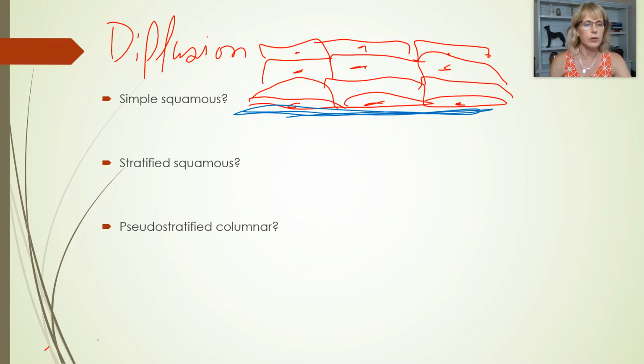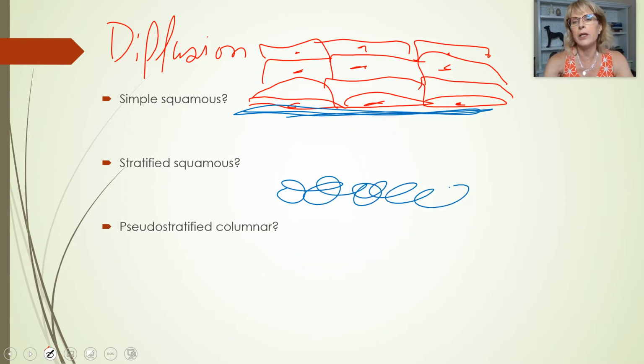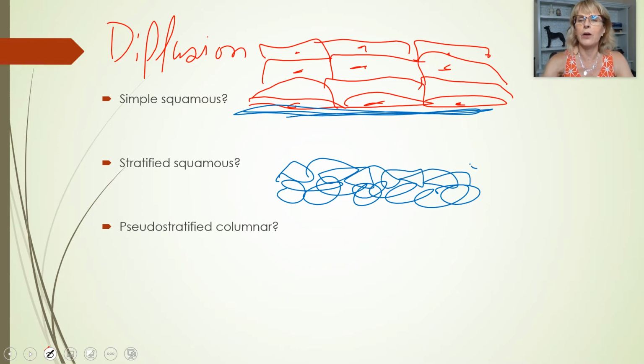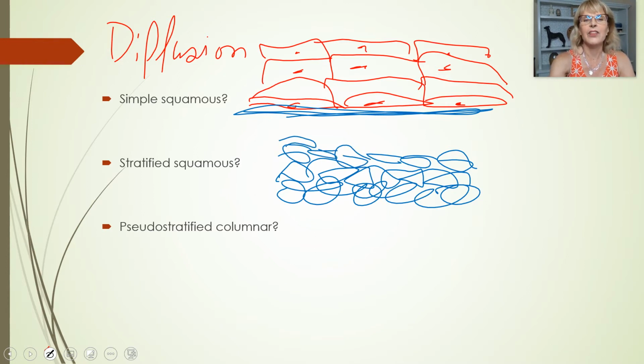Now, what if I had stratified squamous? If I had stratified squamous, the bottom ones might be kind of roundish, but as we go higher up, why, yes, I am an artist. Okay, they get really flat up at the top. And particularly with stratified squamous, the cells that are close to the top are usually already dead.